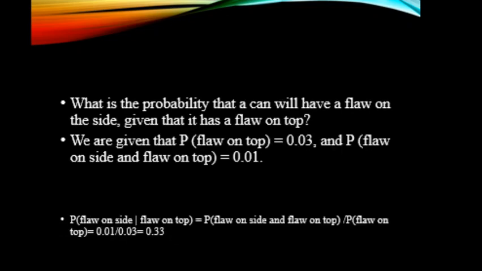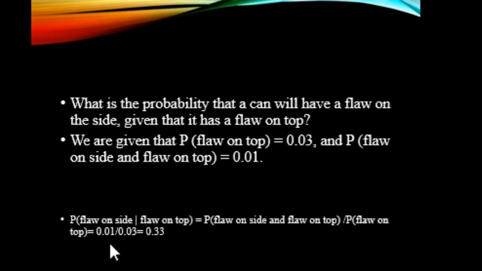Okay, another probability that we can find: what is the probability that a can will have a flaw on the side given it has a flaw on the top? So this is a conditional probability. You can see that given it has a flaw on the top, we already know that the can has a flaw on the top. Now for the cans that have a flaw on the top, which is 3% of those cans, imagine this: we have those 3% cans which have a flaw on the top. Now what is the probability that it also has a flaw on the side?